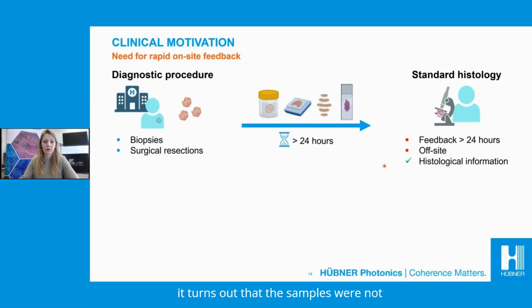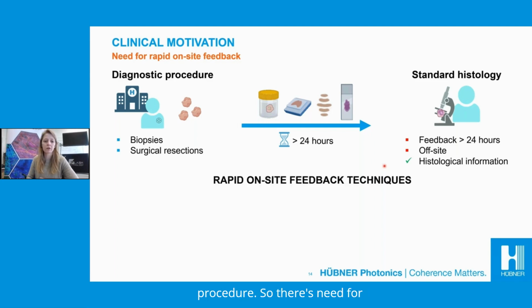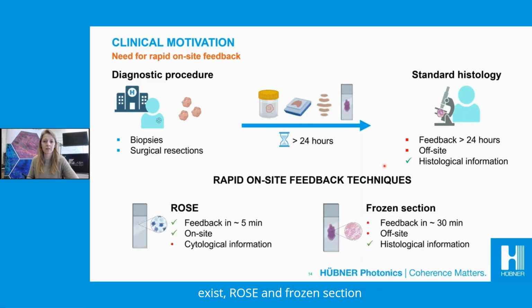So if it turns out that the samples were not taken from the right location, so no diagnosis can be made, then the patient needs to come back for a second procedure. So there's a need for rapid on-site feedback methods, and there are two methods that currently exist: ROSE and frozen section analysis.